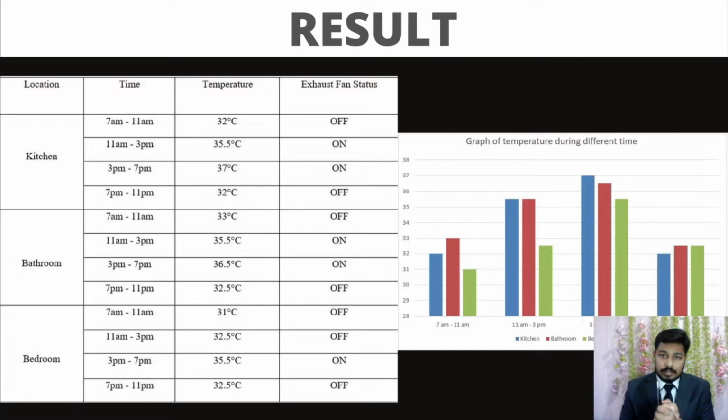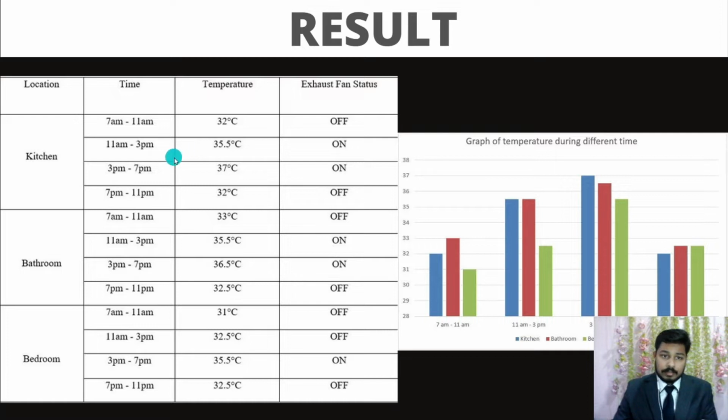So the result that we have done in testing with this project is we have analyzed three different places, which is kitchen, bathroom and bedroom. These are all places in every household. So in kitchen, as you can see, during the morning the temperature is low. So when the temperature is low and less than 35 degrees Celsius, exhaust fan is off.